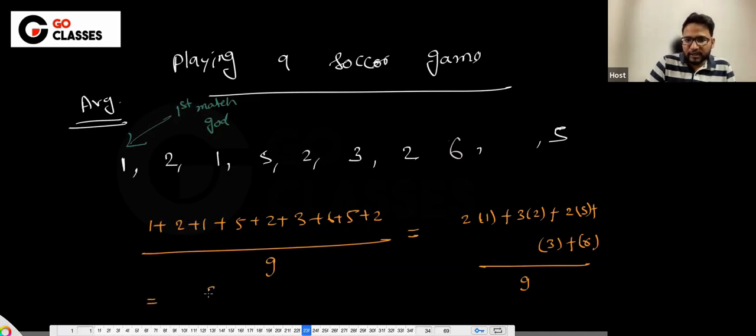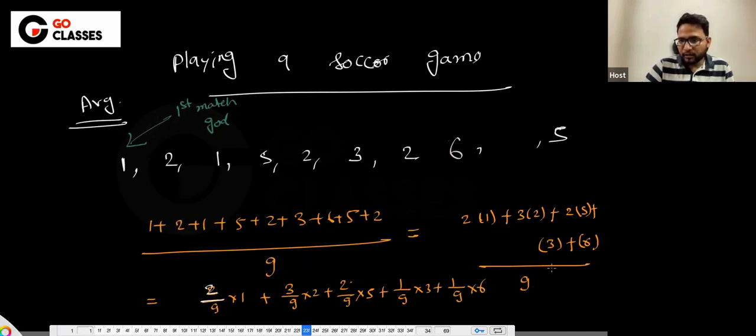Now let me just rewrite in this way. 2 upon 9 into 1 plus 3 upon 9 into 2 plus 2 upon 9 into 5 plus 1 upon 9 into 3 plus 1 upon 9 into 6. I rewrote this, did everyone understand? This is 2 upon 9, 3 upon 9, 2 upon 9, 1 upon 9 and then 1 upon 9. Okay, I have rewritten this. This is 1, this is 2, this is 5, this is 3, this is 6. Tell me, is this expectation or this average? Again, average, right? I mean, you took the average, this is just average. I mean, I have just rewritten, that's okay. Okay, this much understood.